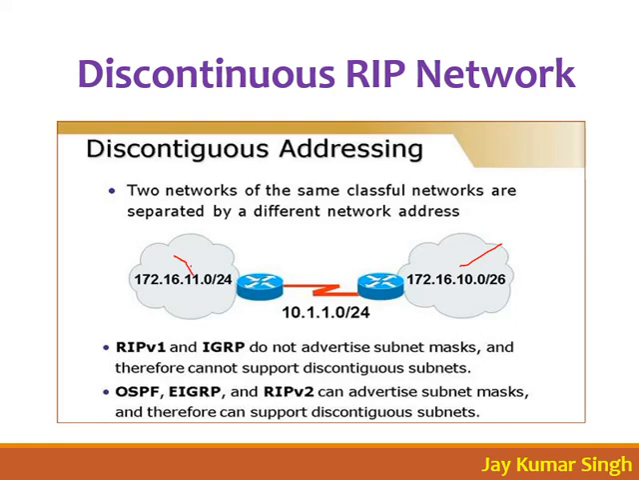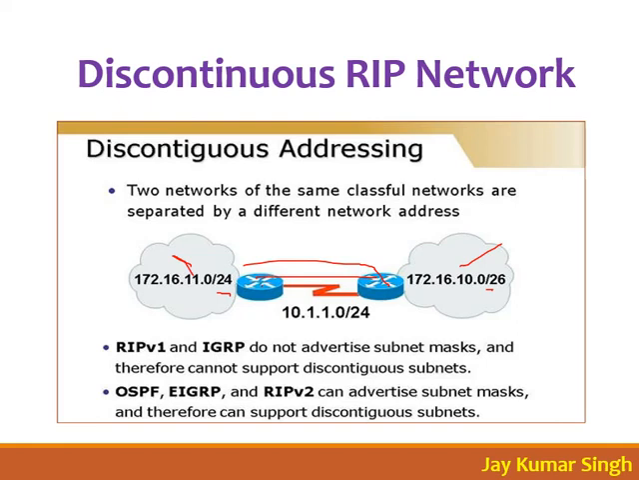See, 172.16.11.0/24, here 10.0/20 is different. But as RIP 1, if he shares to him, what will he share? 172.16.0.0, right? And when he shares to him, he will share as 172.16.0.0, right? So they are sharing the same network.